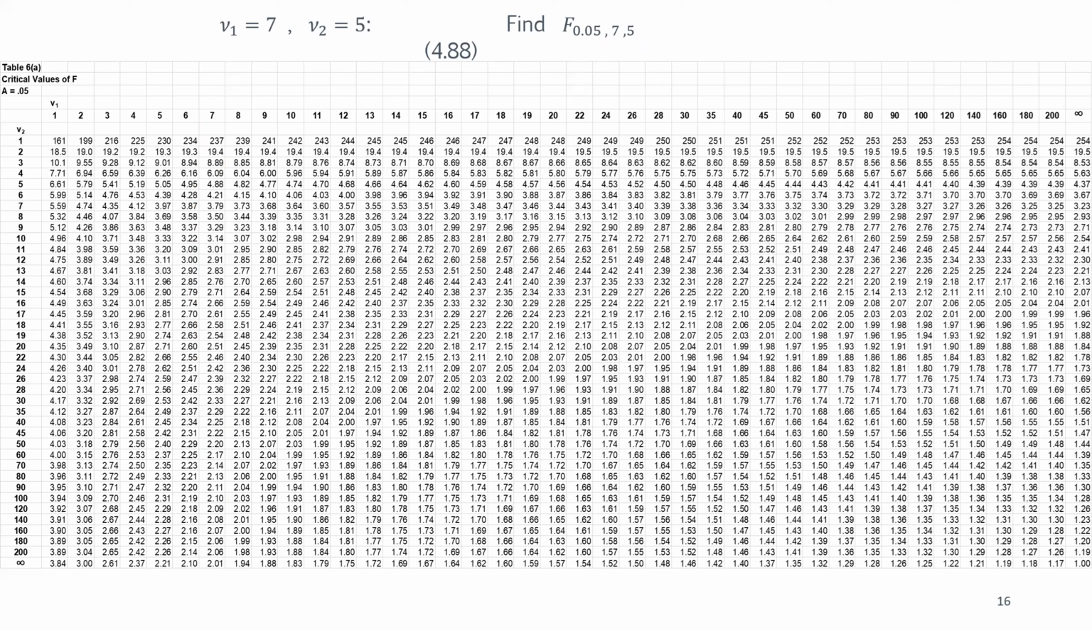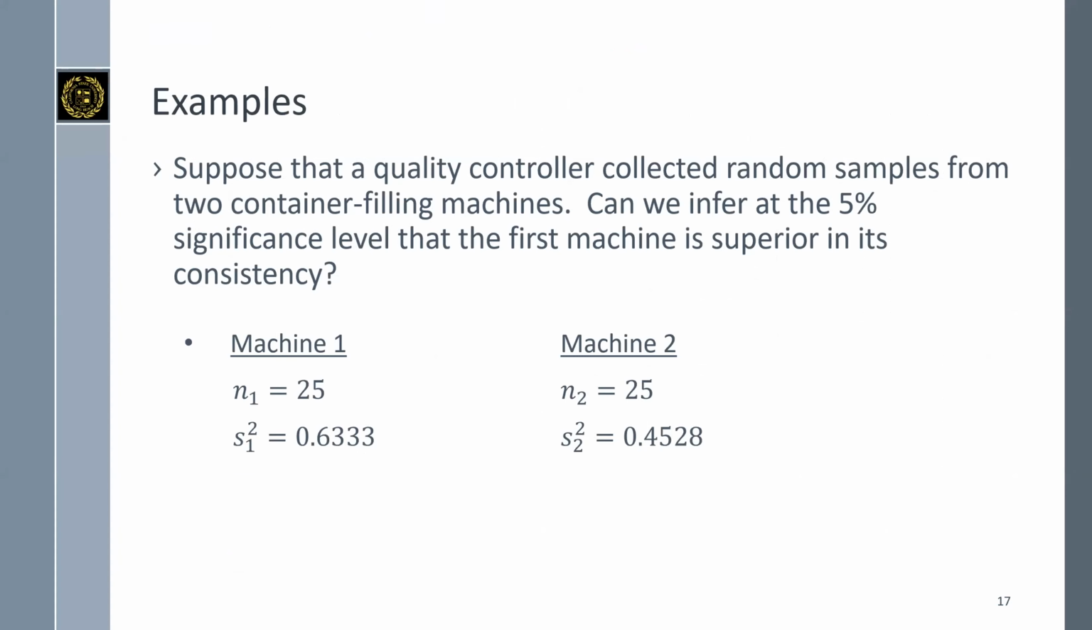All right, so we're going to do a practice problem now. So here, suppose that a quality controller collected random samples from 2 container filling machines. Can we infer at the 5% significance level that the first machine is superior in its consistency? So in this case, what we're trying to test is looking at consistency. And what we tend to see with consistency is our variance. So this is a standalone F-test. I will never ask you for a standalone F-test. The only reason I'm showing this is so you have some exposure with this type of problem. So here we're running just the F-test portion. So our null and our alternative.